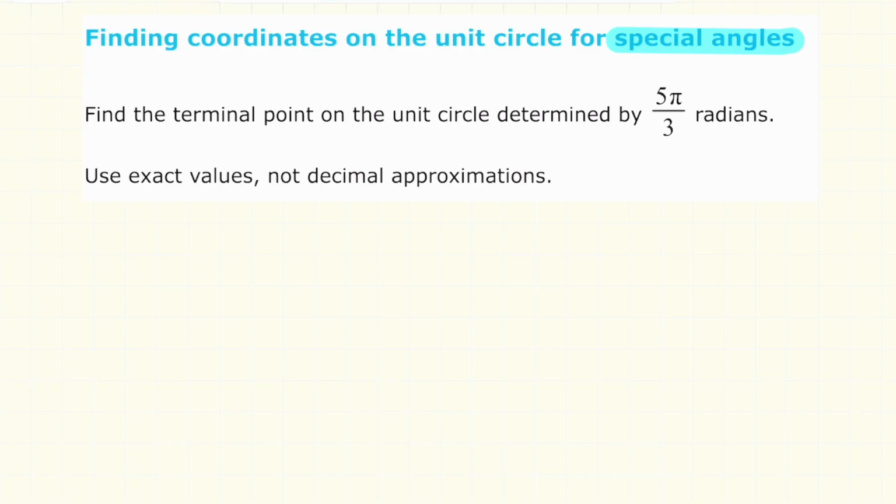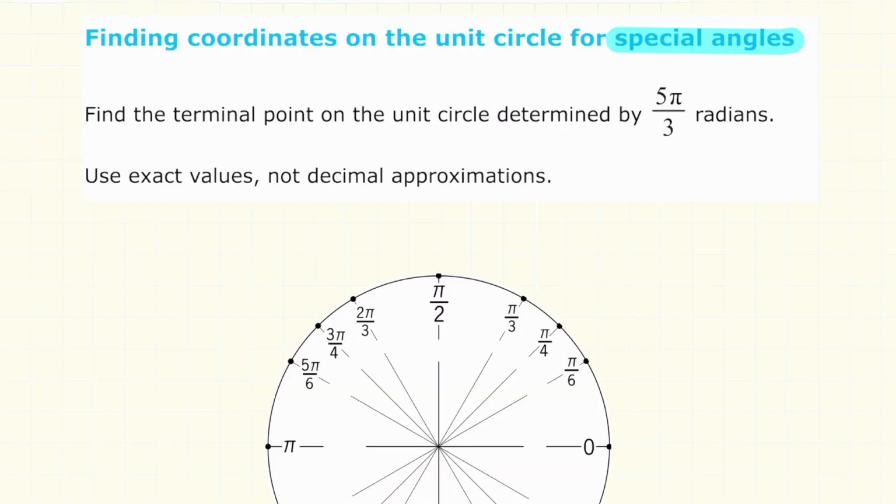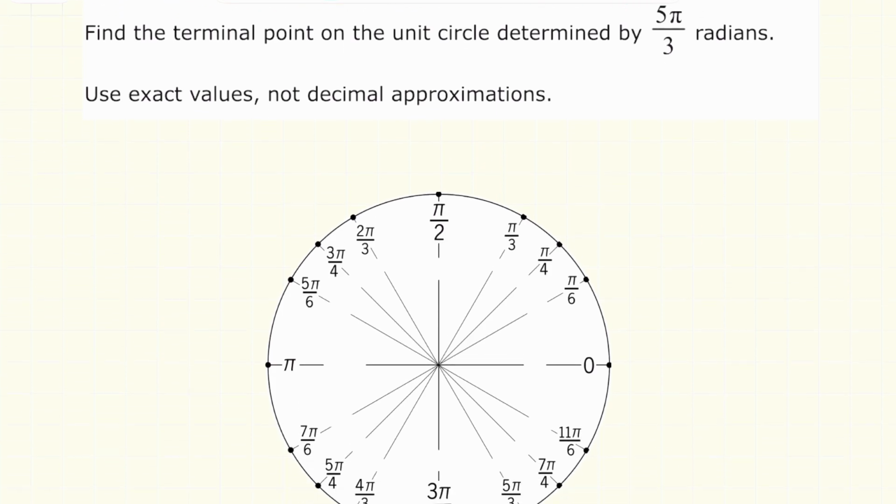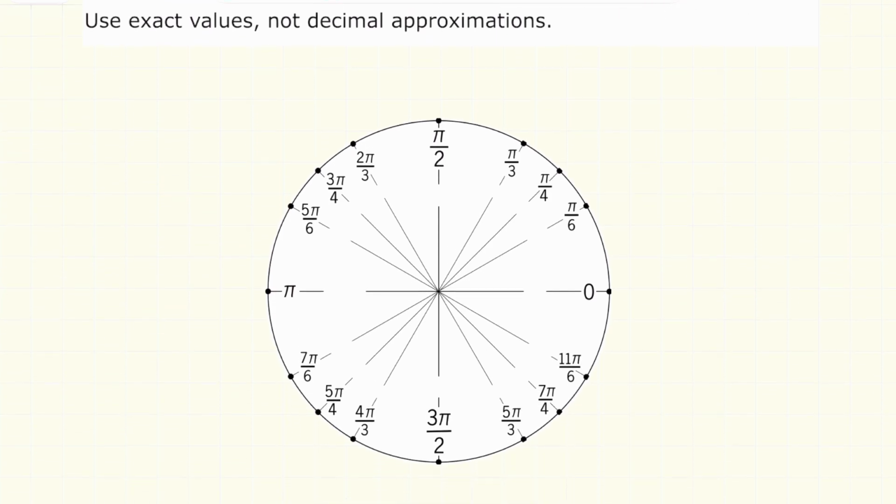And since we're looking for special angles, we'll start by looking at all of those special angles on the unit circle. Since we'll want to memorize all of these, or at least be able to create them, recognizing the pattern will help us do that. We'll start by looking at the multiples of pi fourths.